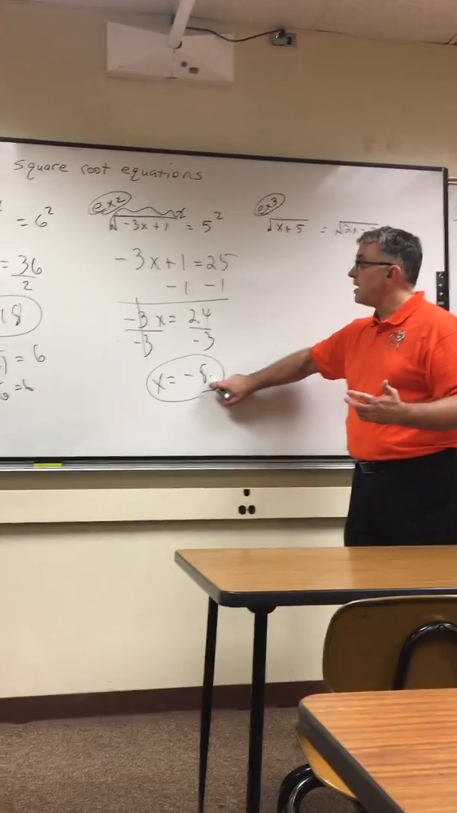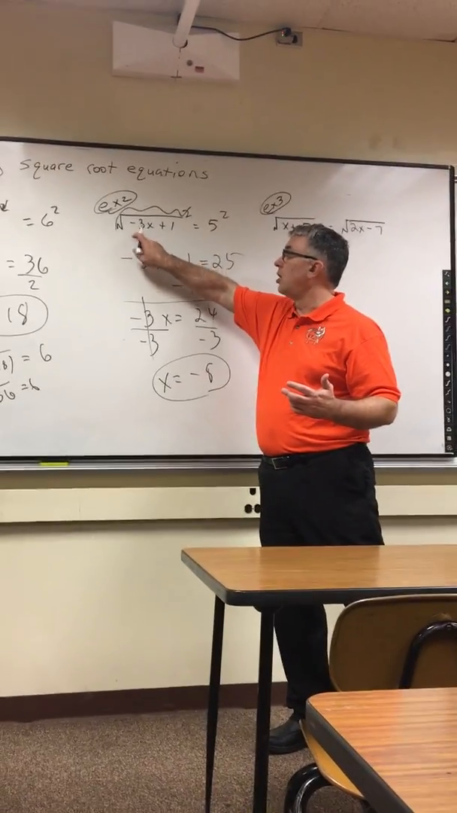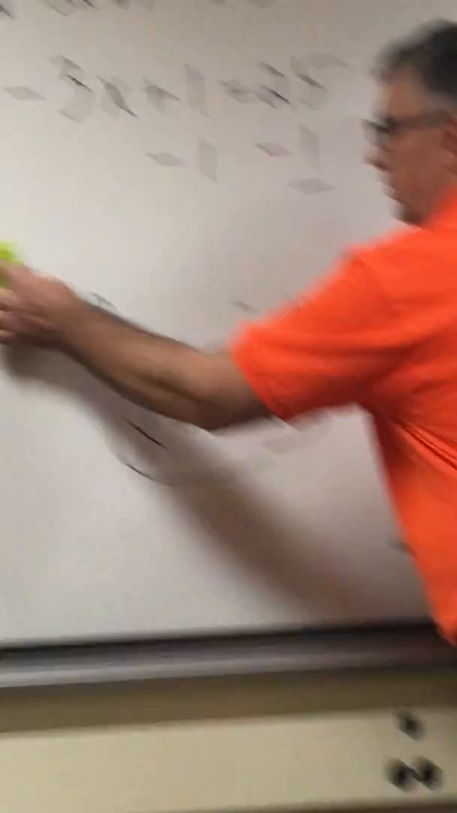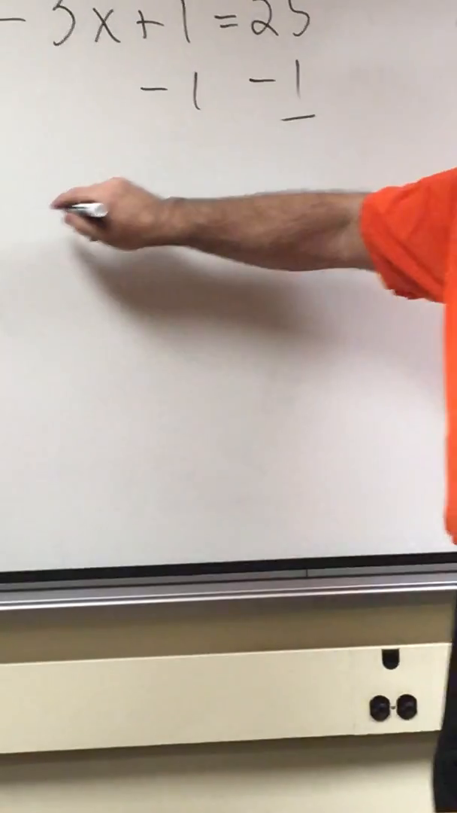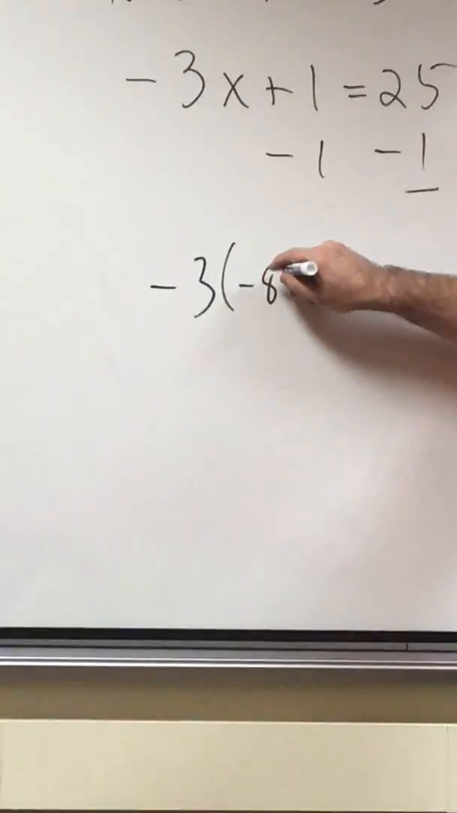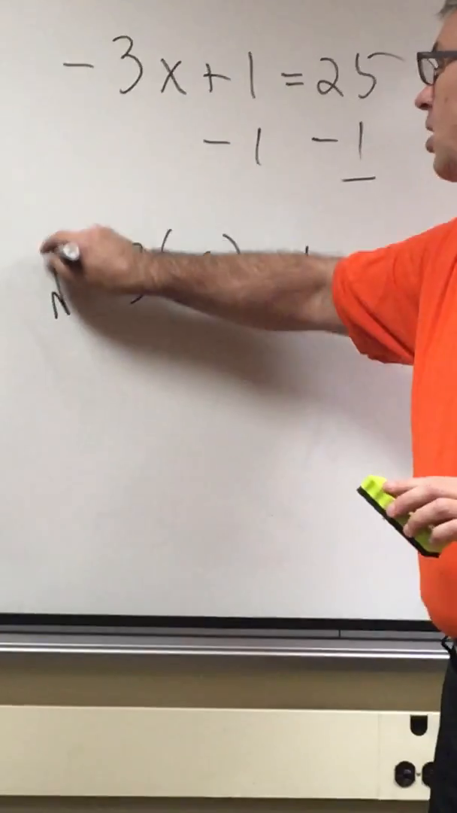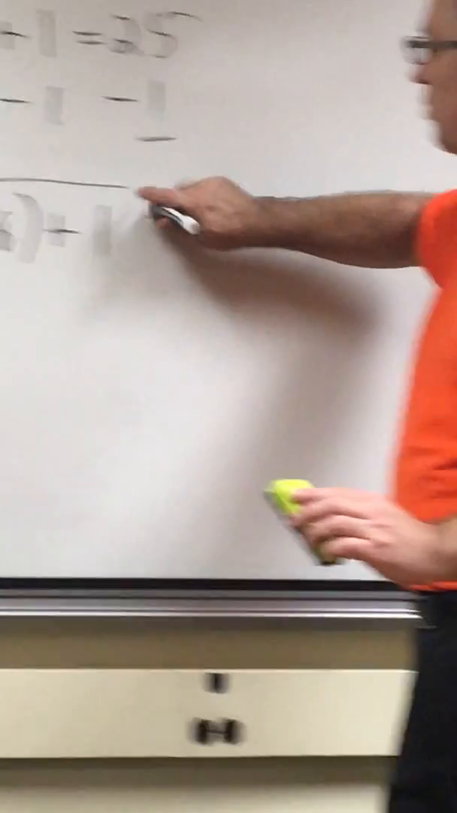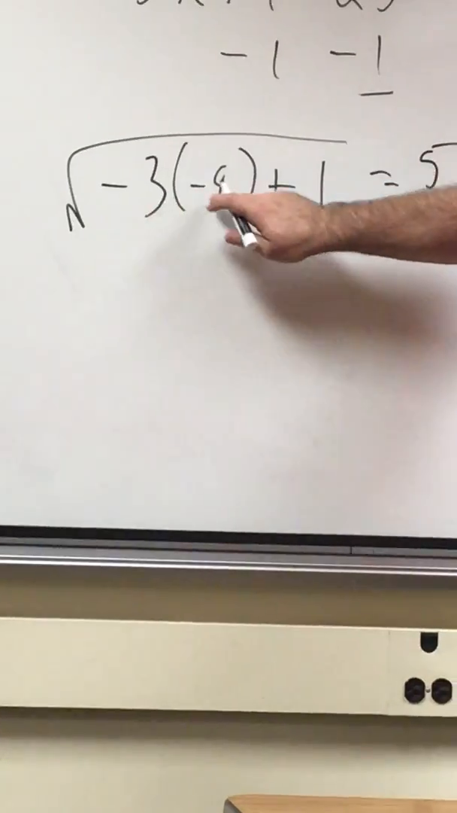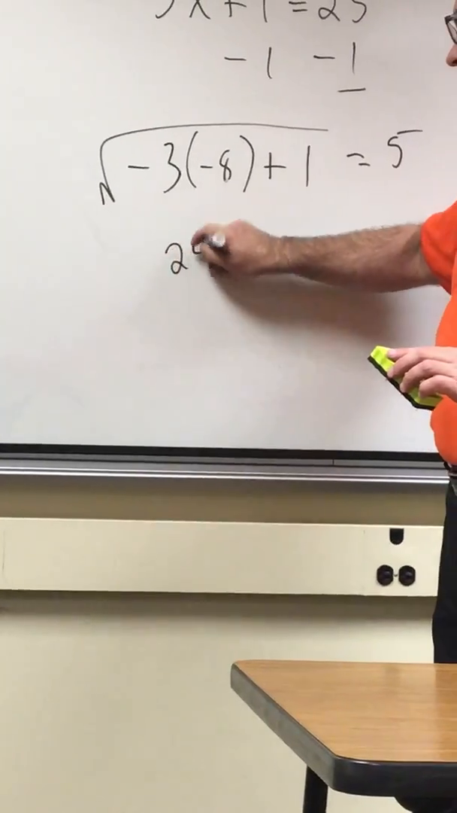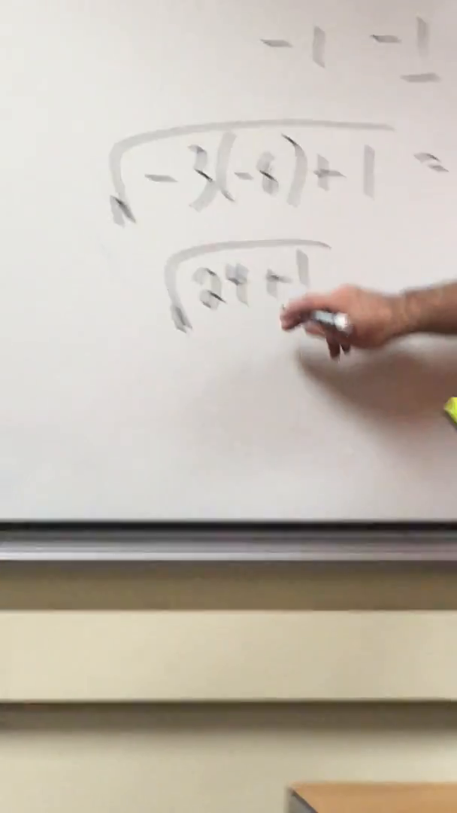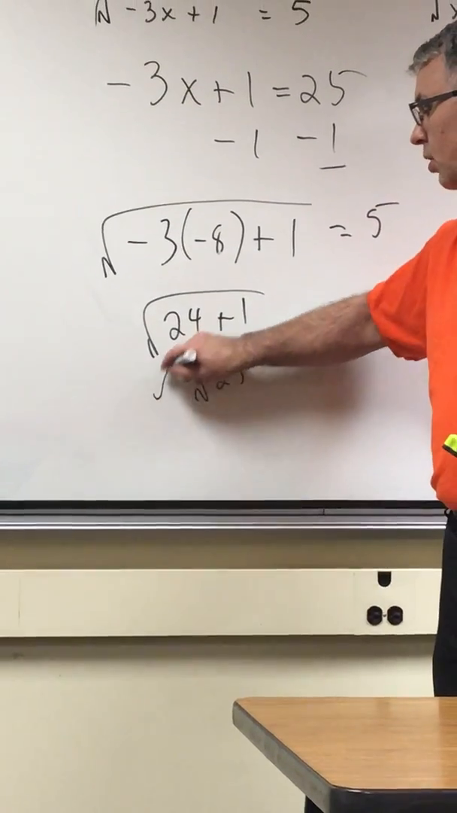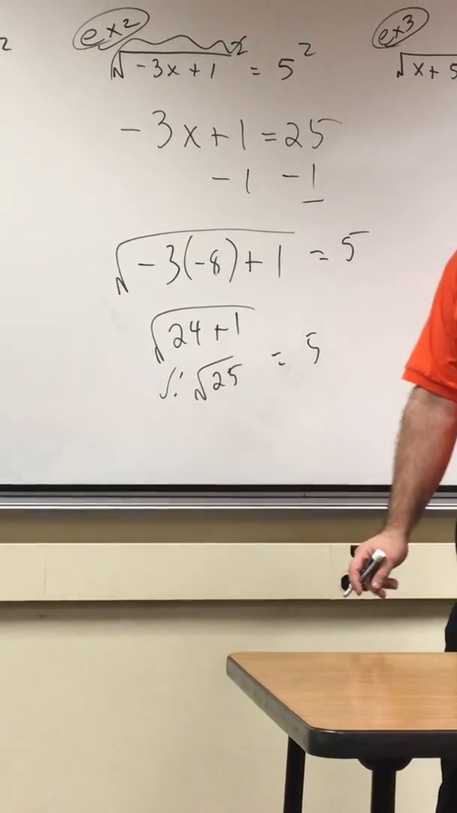Here, negative 8. Put it back into the original. I'm going to do a little erasing here because I've run out of space. Negative 3 times negative 8 plus 1, all in the square root. I put that negative 8 back in there. Does that equal 5? Negative 3 times negative 8, positive 24 plus 1, square root of 25 is equal to 5. We're good. That checks out.